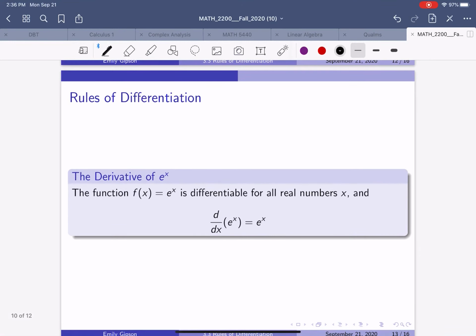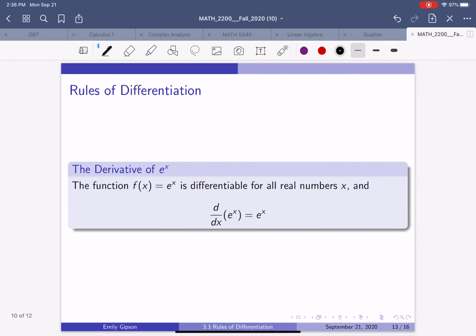So here's one rule for differentiation that's just completely different and is just thrown in here for fun. The function f of x equals e to the x is differentiable for all real numbers x. And d dx of e to the x is e to the x, if you can believe it. This one, there's no fun quote or anything like that to help you remember. You just have to remember it.